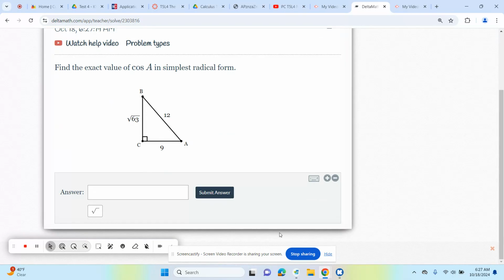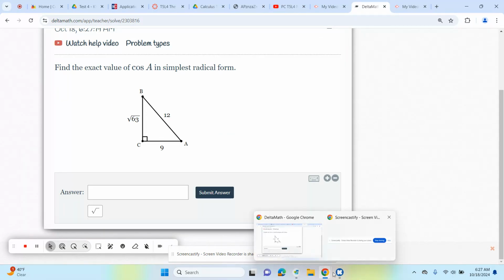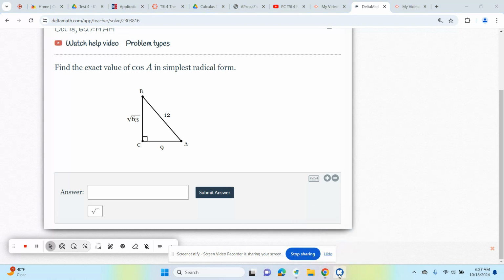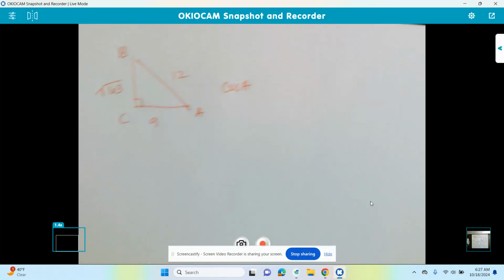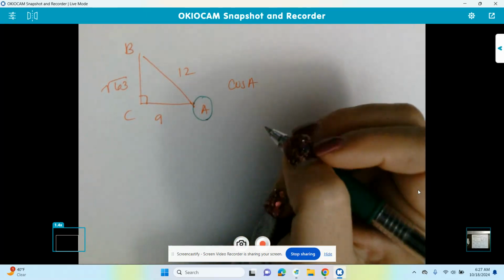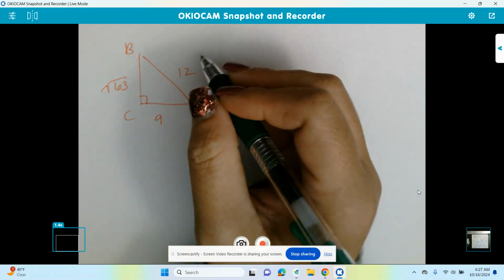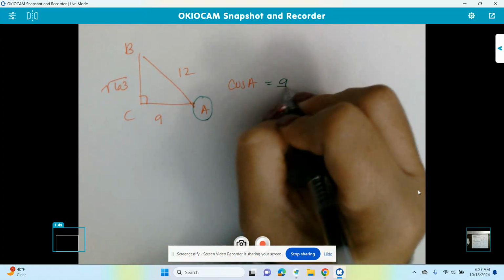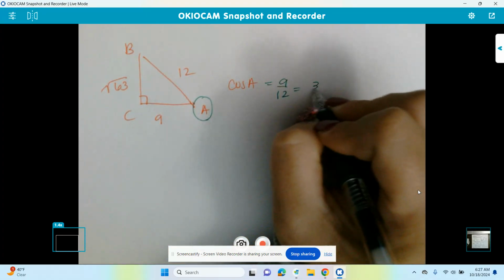All right, so ultimately, y'all, I'm not going to do many of these, but basically you need to know how to break down radicals and simplify. So cosine of A, so here's A, cosine is adjacent over hypotenuse. I'm going to do all of them here just to show you, because adjacent is 9. 9 over 12 is going to reduce down to 3/4, and you're done.